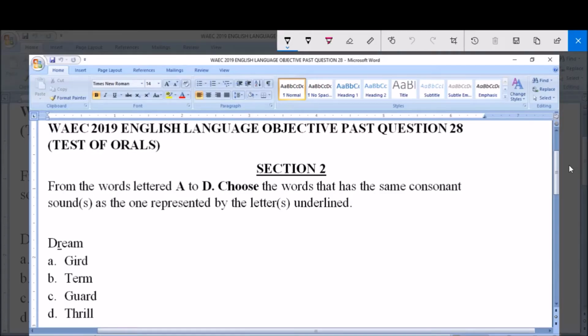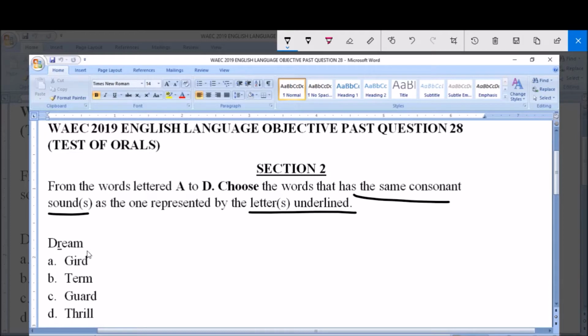I'm going to be answering WAEC 2019 English Language Objective Past Question 28 under Test of Orals, Section 2. Now the instruction is: from the words lettered A to D, choose the word that has the same consonant sound or sounds as the one represented by the letter or letters underlined.